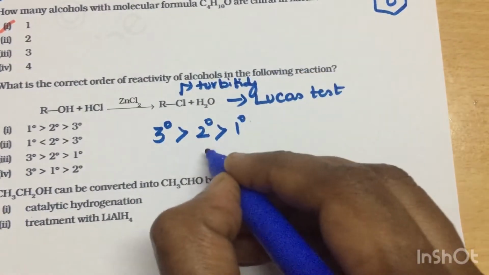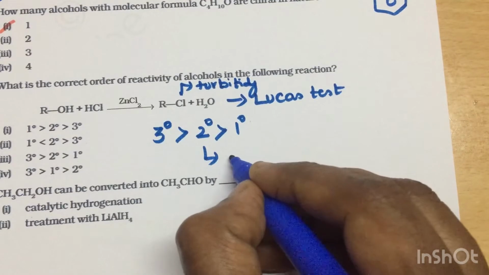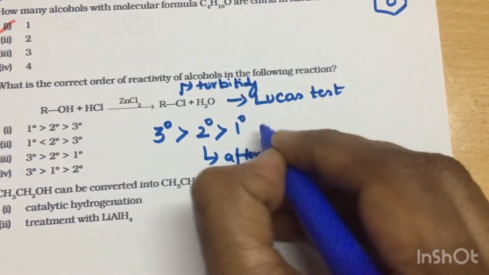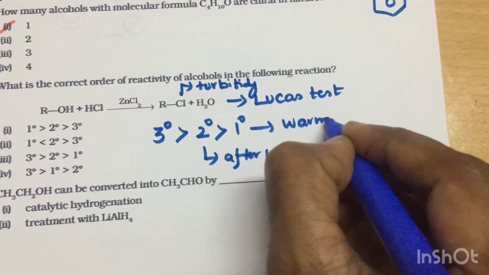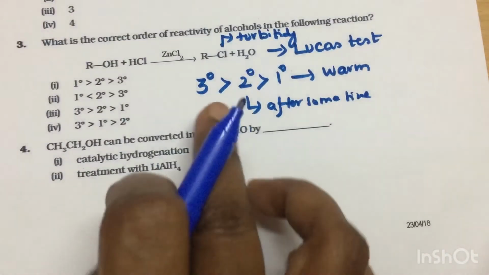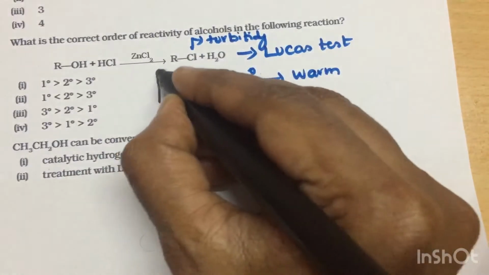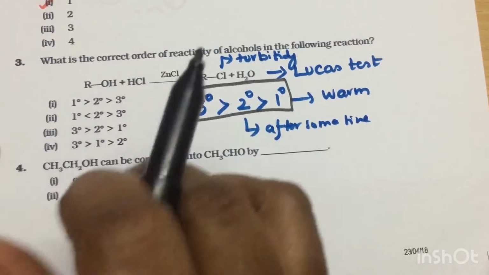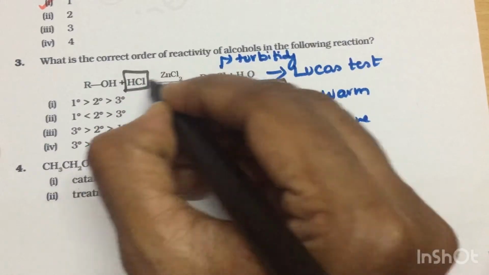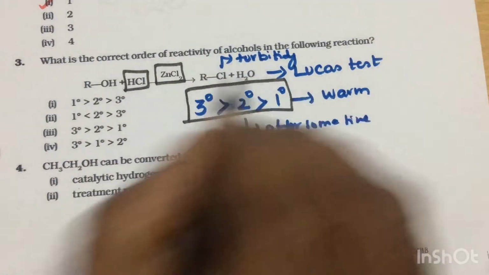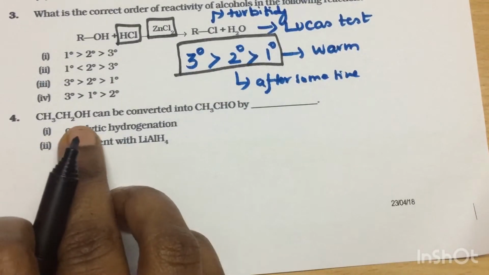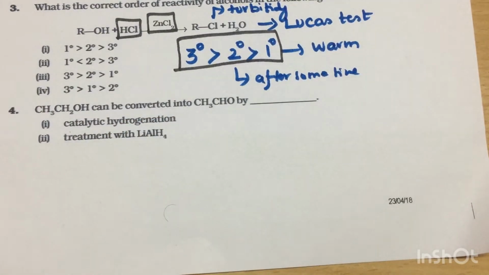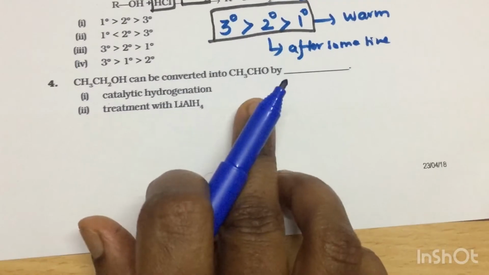In secondary, it is after some time. In primary, you have to warm, it will not take place at room temperature. Okay, so this is very important as it is repeating many times. So see the reagent, whenever you see HCl and azidine chloride, you have to remember this test. Okay, so here CH3CH2OH can be converted into CH3CHO. So an alcohol is converted into an aldehyde.